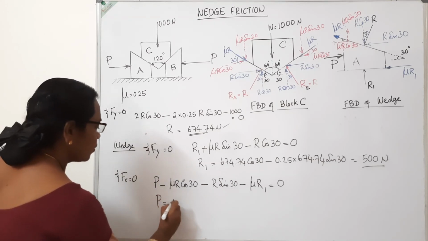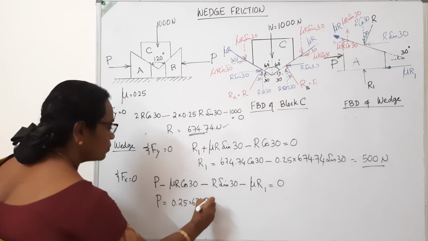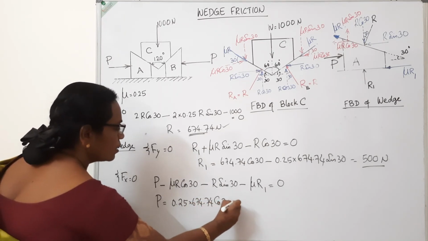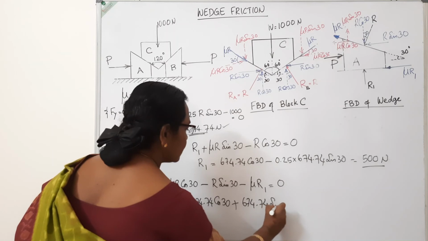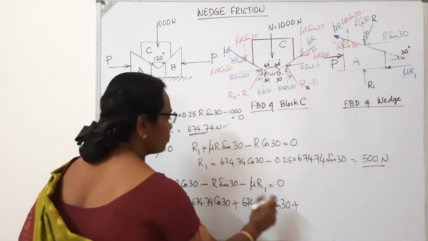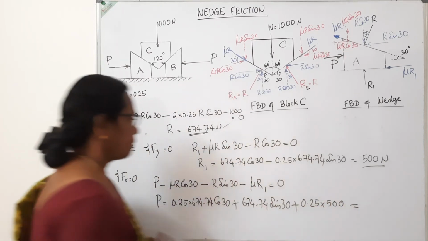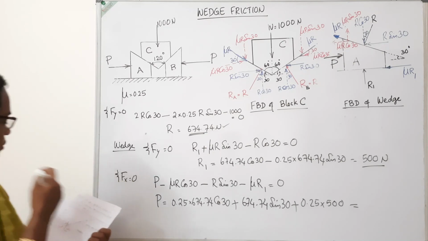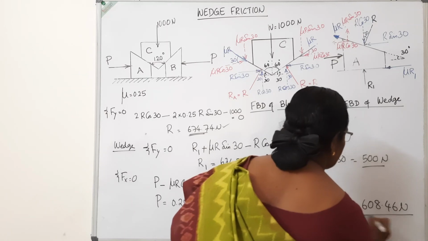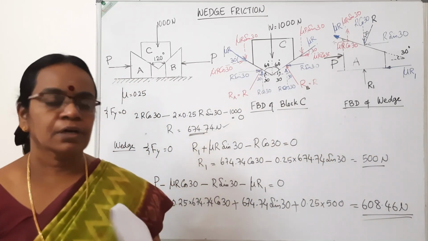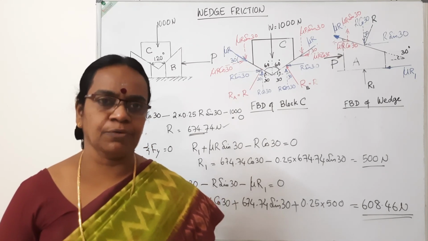So from that we can get P is equal to, take all these things to the right side, mu 0.25 into R 674.74 cos 30 plus R 674.74 sin 30 plus mu R1, 0.25 into 500. So it will work out to 608.46 Newton. So this is yet another university question of Kerala Technological University, January 2021.